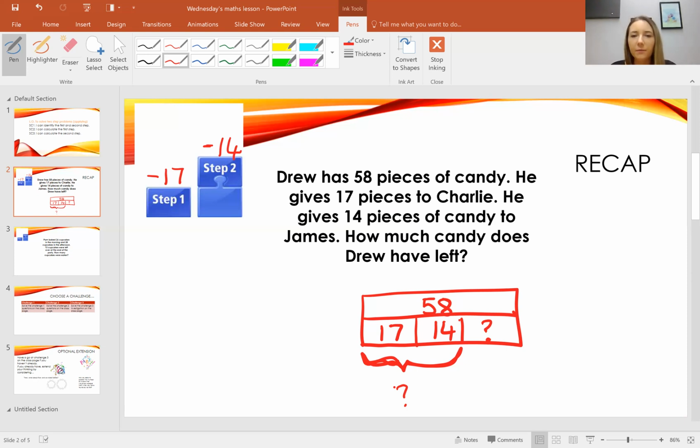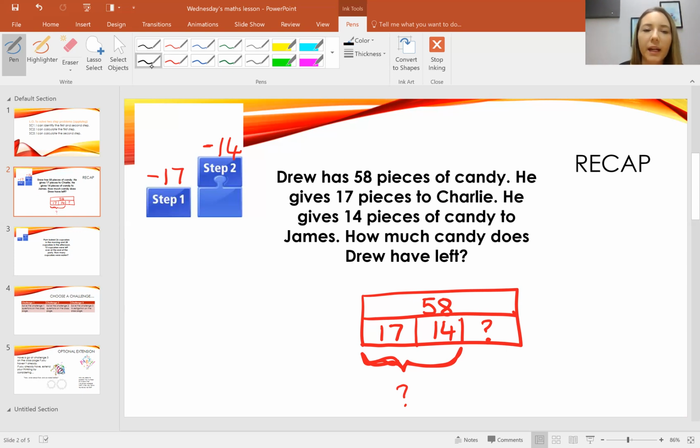So then we need to have a go at solving the problem now. Now we know what we've got to do, we need to solve the problem. So I'd like you to pause the video now and solve the problem. Find out how much candy Drew has left. Off you go. Have you done that? Well done. So we could do it this way first.